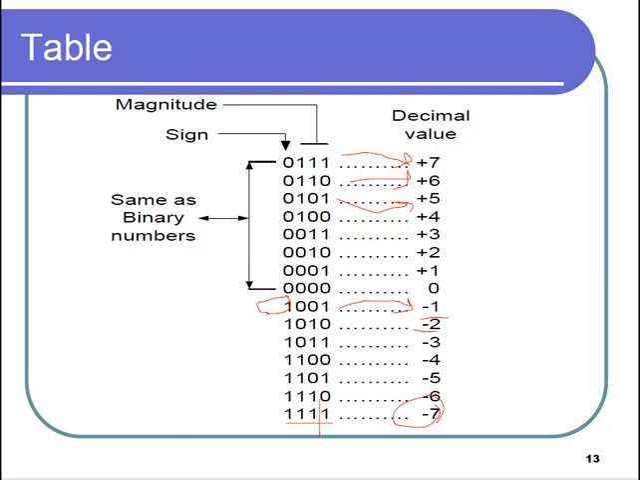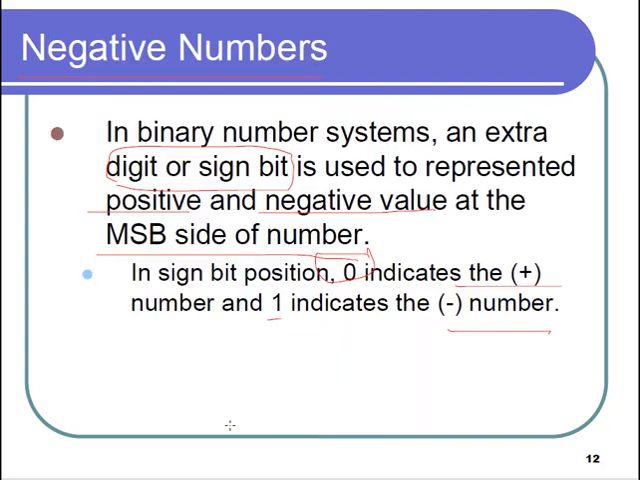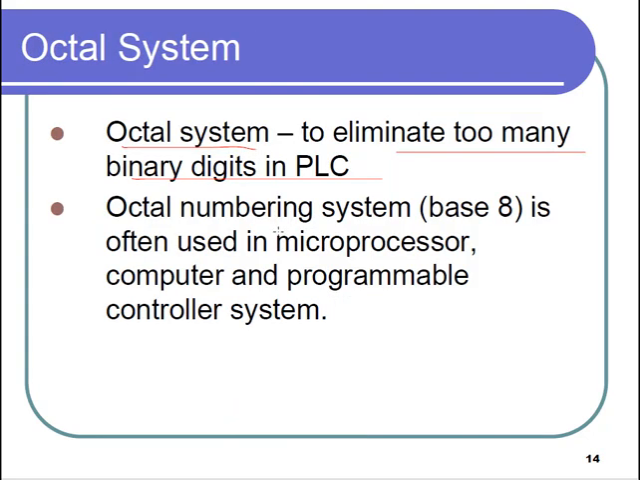If you remember, -7, the value for binary is 1, 1, 1, 1. How about -700 or -7000? What will happen to these particular binary numbers? So it will be haywire. So that's why we introduce another thing which is called the octal system.